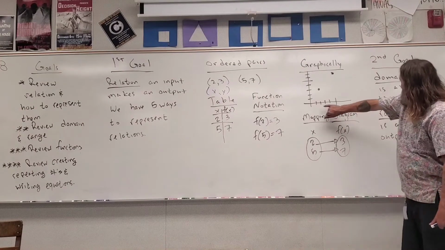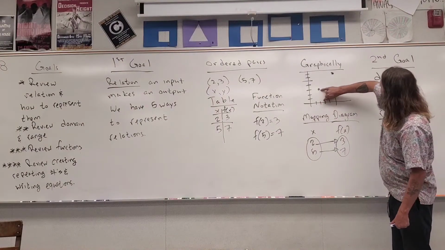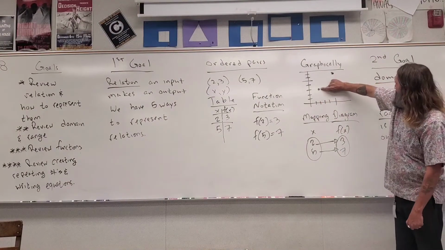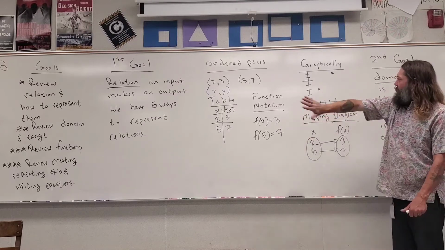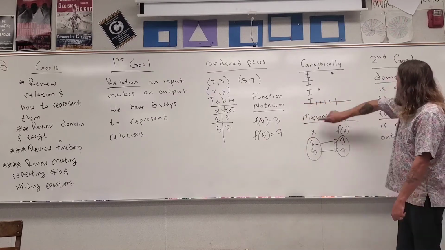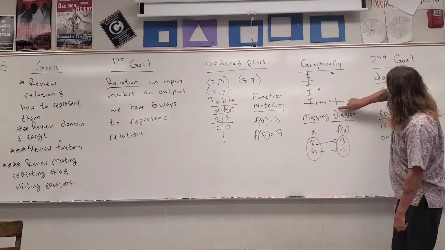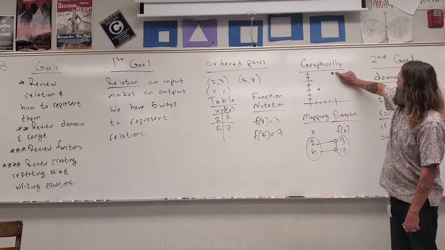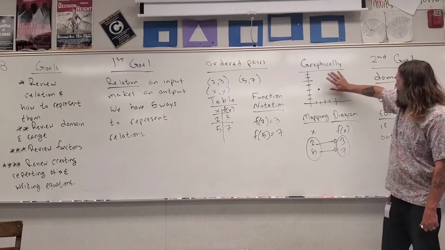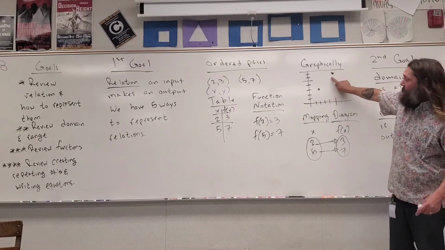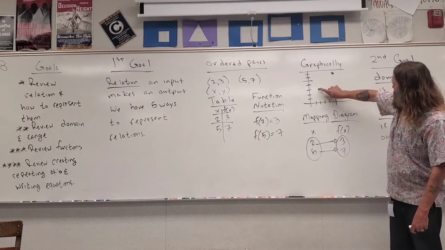Graphically, my x value is 2, my y value is 3. Right, so there's my ordered pair (2, 3), or I can write it in function notation or as a table. Here's my ordered pair (5, 7), so I went over 5 on the x, up 7 on the y, so there's (5, 7). So I can represent a relation as a graph. Plug in 5, get 7, plug in 2, get 3.